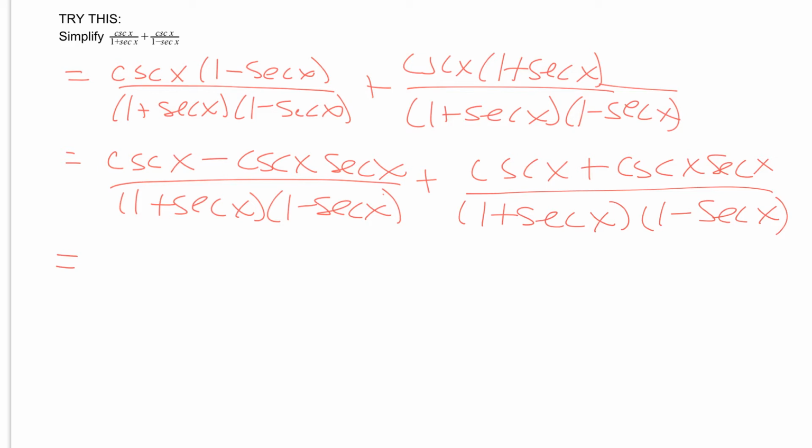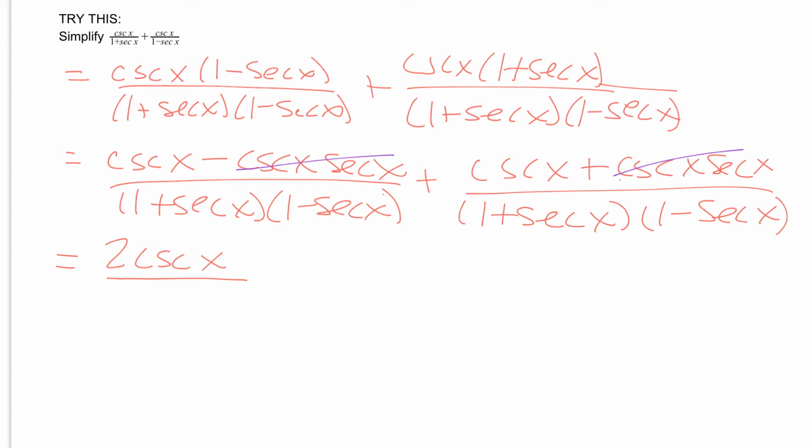Then I can go ahead and combine my fractions together since I have common denominators. So I have cosecant x plus another cosecant x will give me 2 cosecant x. And then I have a negative cosecant x secant x and a positive cosecant x secant x. Those two will cancel out. And then in the denominator, I have my 1 plus secant x times 1 minus secant x.